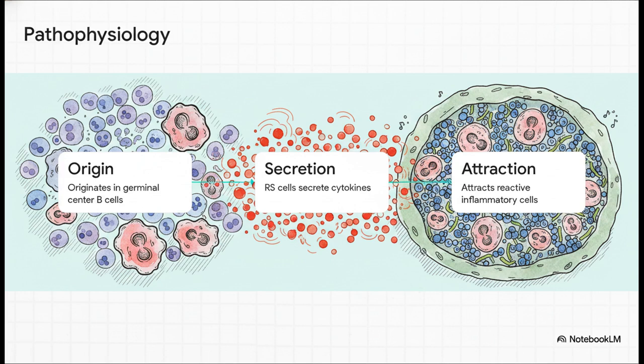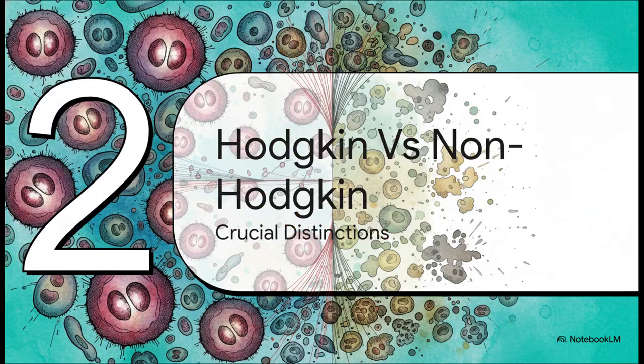Now, this is a huge exam insight, so pay attention. When a patient comes in with a swollen lymph node or systemic symptoms, that tumor bulk is actually driven primarily by the recruited reactive inflammatory cells, not just the malignant RS cells themselves. The RS cell is essentially throwing this chaotic party and inviting all the normal cells to bulk up the node. Crazy, right? Section 2. Hodgkin versus non-Hodgkin, the crucial distinctions.